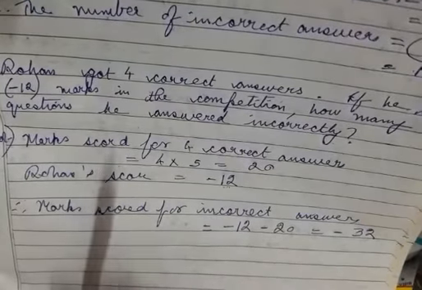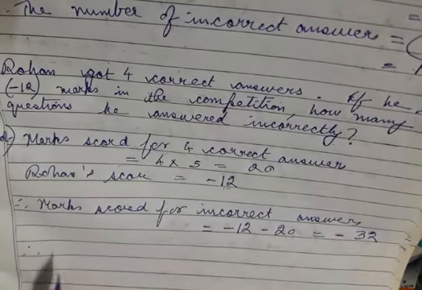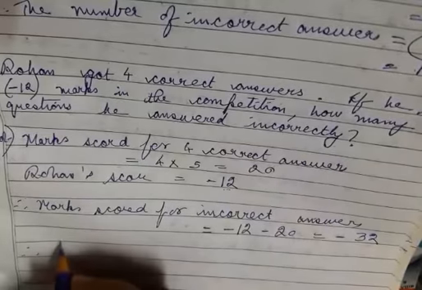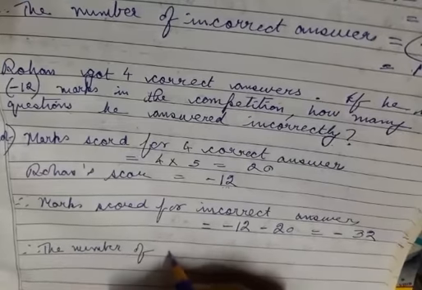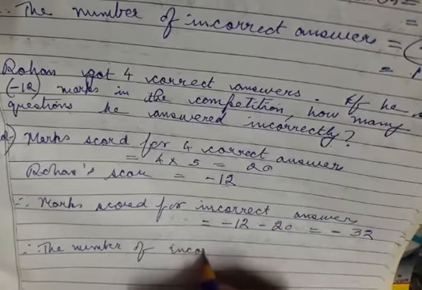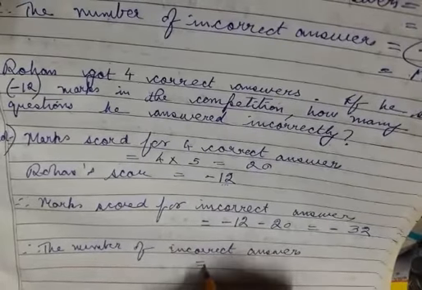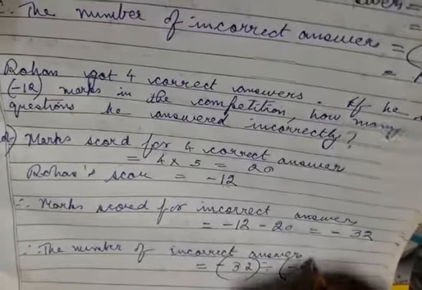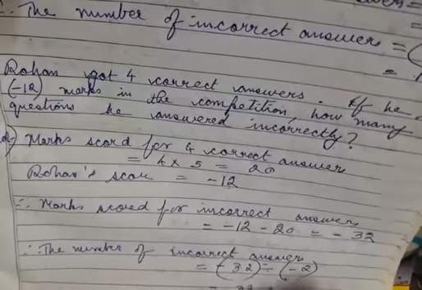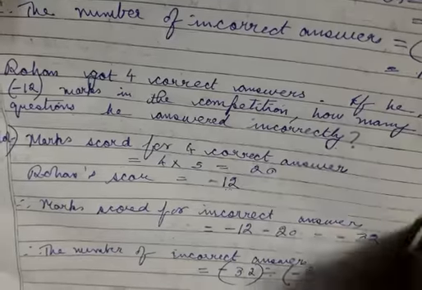Now, all of you know the marks given for one incorrect answer is minus 2. So the question is how many questions he answered incorrectly. The number of incorrect answers is equal to minus 32 divided by minus 2, that is equal to 32 divided by 2, and that is equal to 16. So the answer is 16. Clear? Now let's do the next sum.